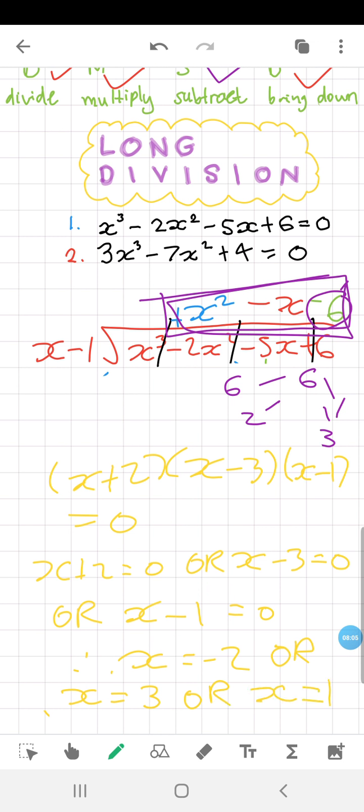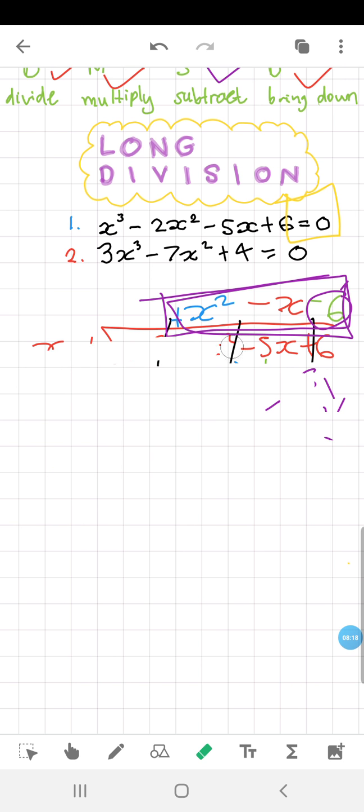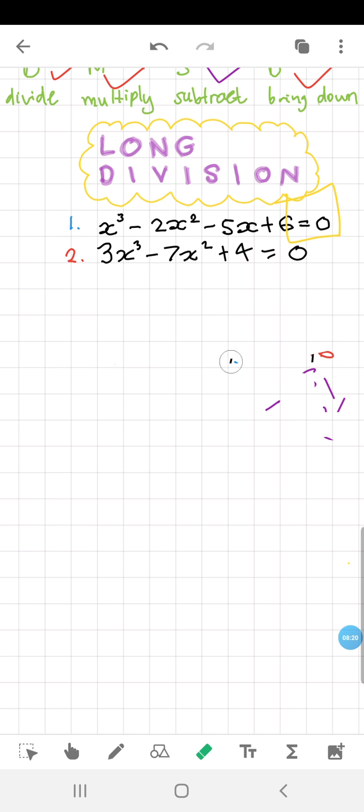So what that means is when I substitute any of these three numbers in the place of x, either -2, 3, or 1, I'll get 0. So it satisfies the equation. Let's move on to the second example, which is slightly harder. Feel free to pause the video and try it on your own and see if you get the correct answer.